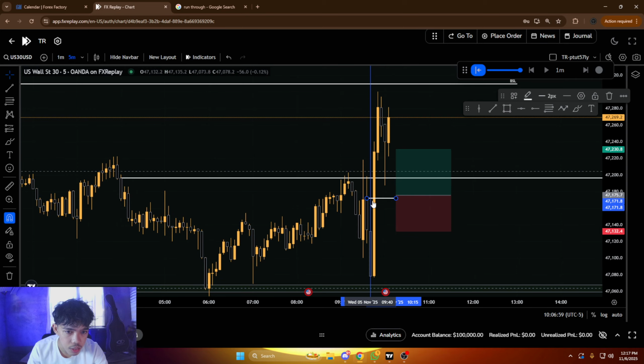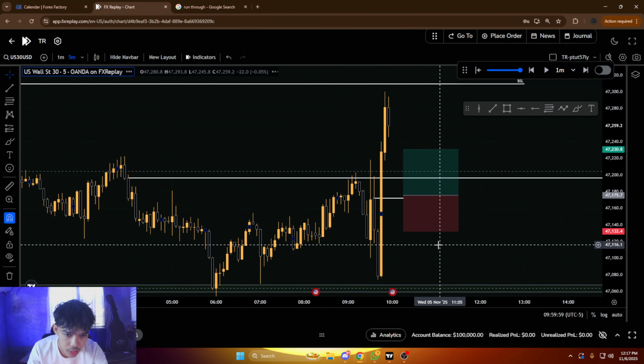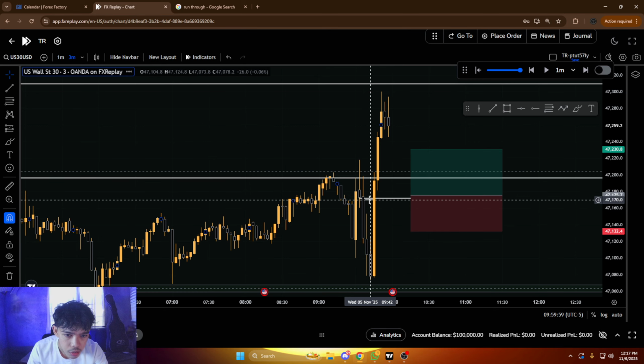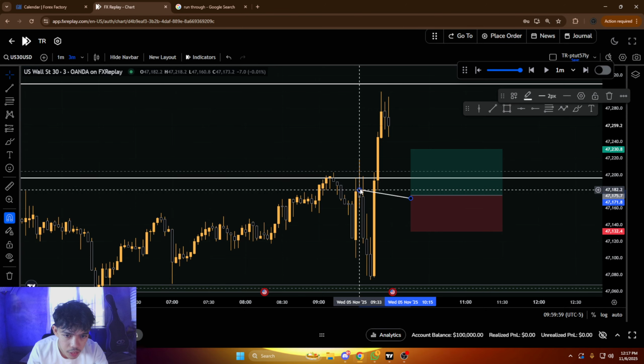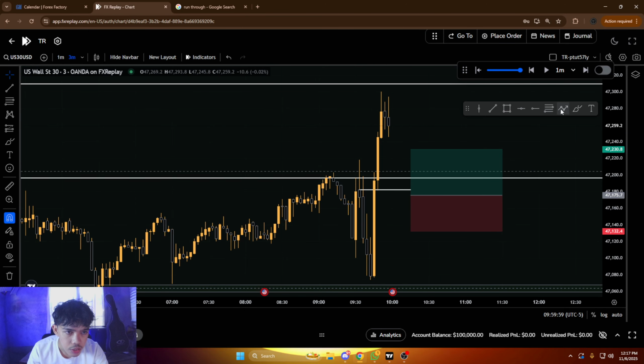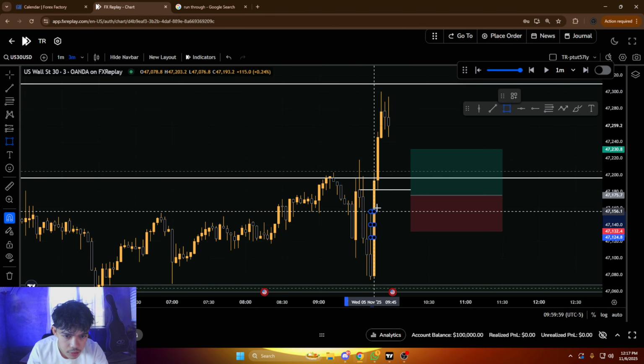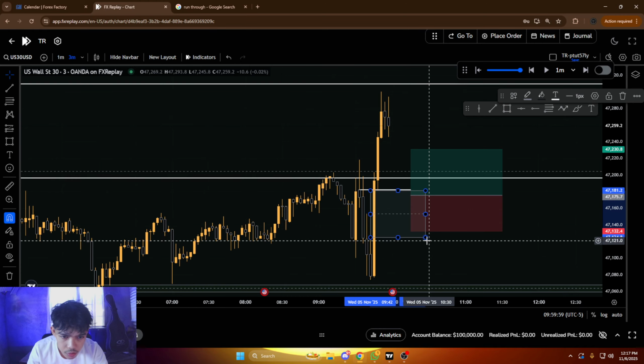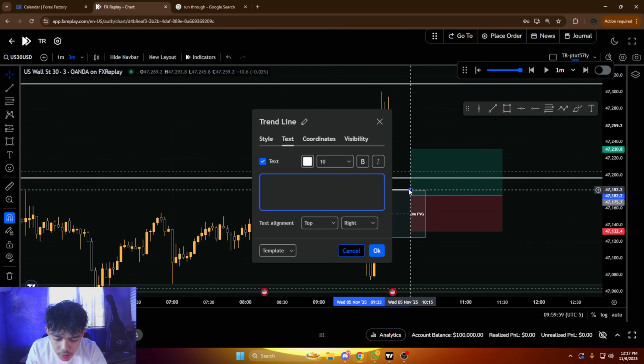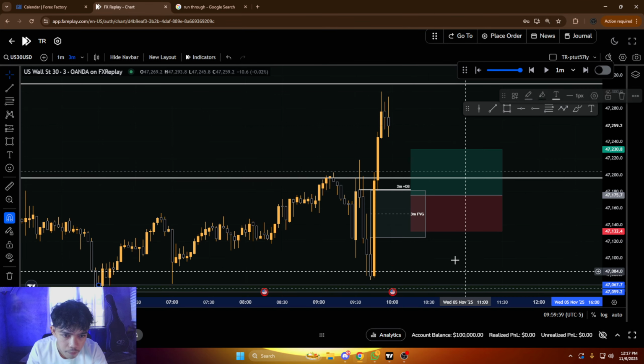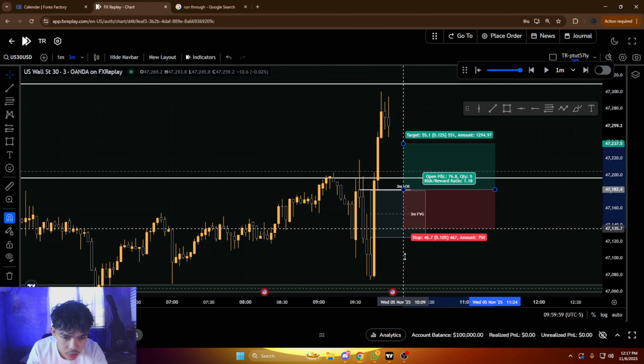Like, nag-retrace lang siya pataas. So, ginamit ko yung 3 minutes chart to enter dito sa mas mataas na CAST. Tsaka, malapit din yung 3 minutes FVG dito eh. So, we have a 3 minutes FVG, and then we have a 3 minutes bullish order block. So, dito yung fill ko.